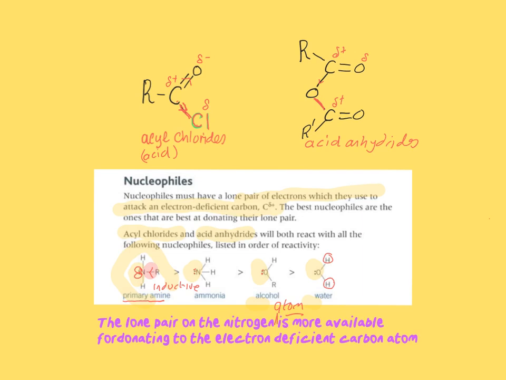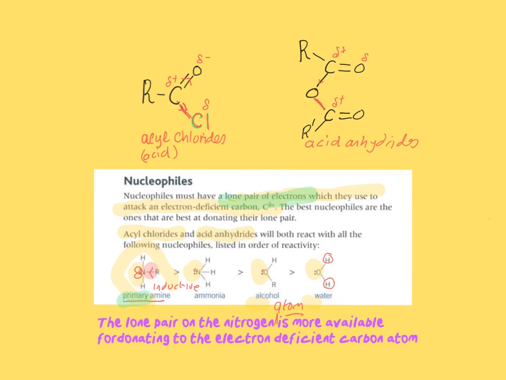So let's revise nucleophiles. We know that nucleophiles must have a lone pair of electrons which they then use to attack an electron deficient carbon. So they donate their lone pair, forming a new dative covalent bond. The best nucleophiles for donating their lone pair are in order here.